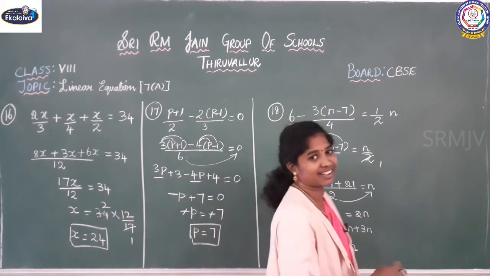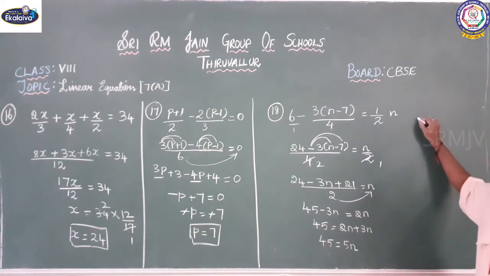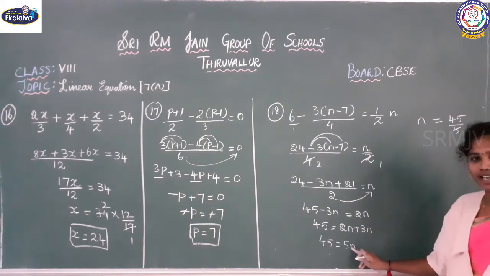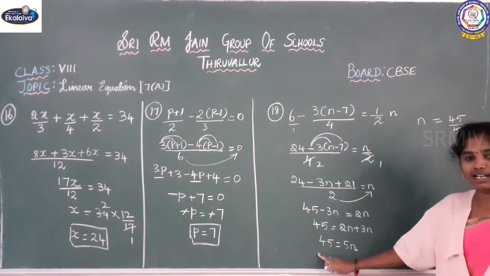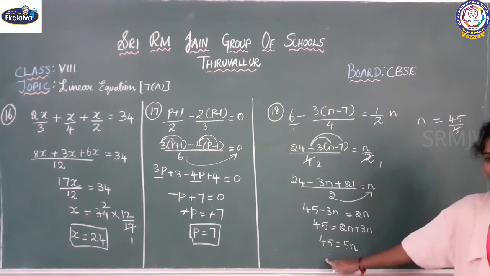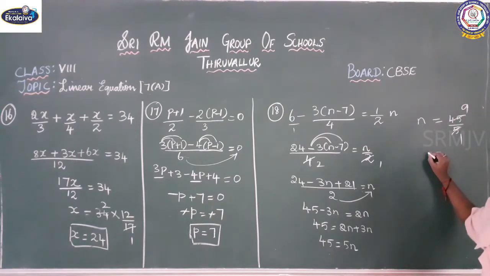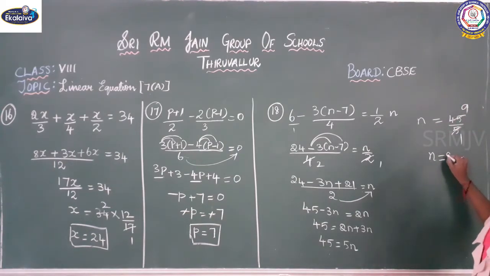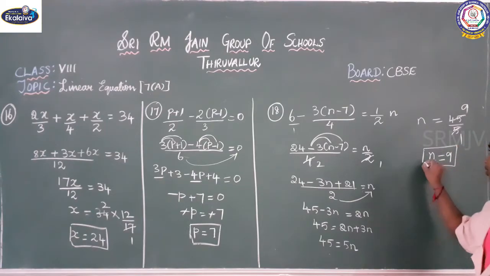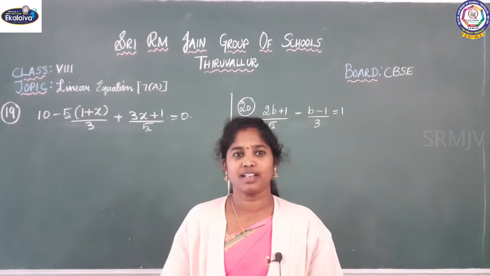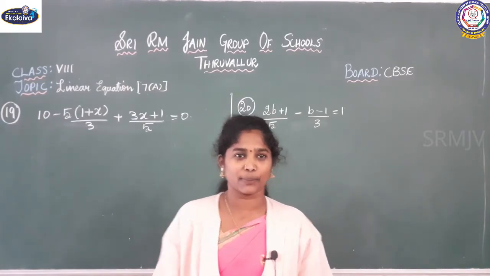So, I have to find the value of n. So, how can I find? N is equal to 45 by 5. Yes, 5 is in multiplication. When I bring this side, division 5. So, 45 by 5. So, 5 ones are 5. 5 nines are 45. So, what is the value of n? 9. Do you understand this, children? Yeah, let us see 19th sum now.